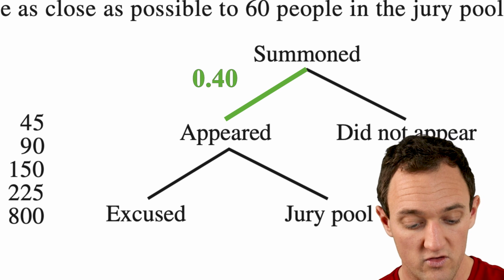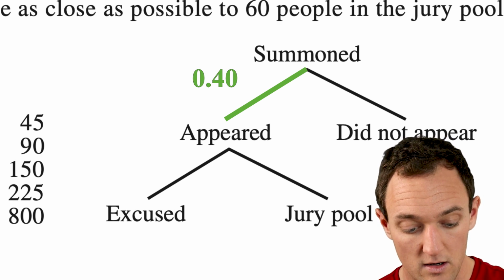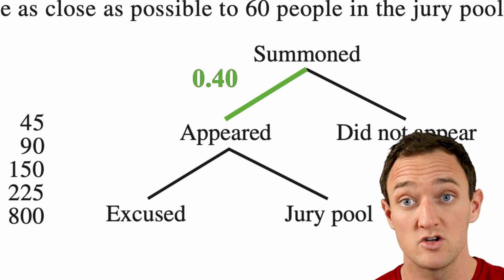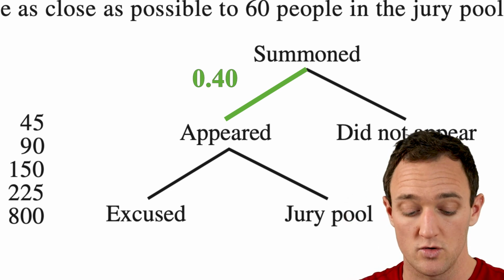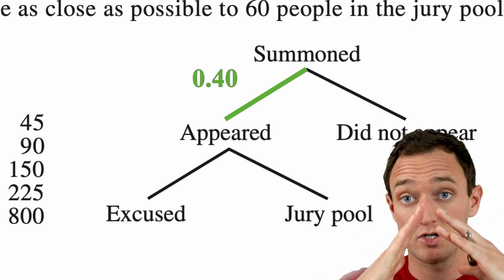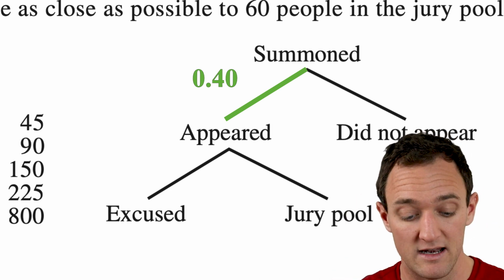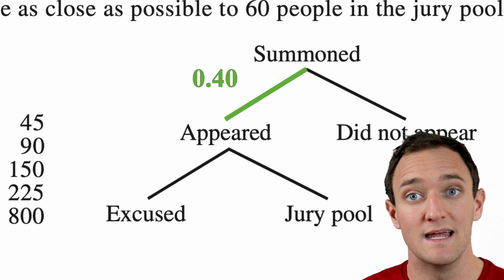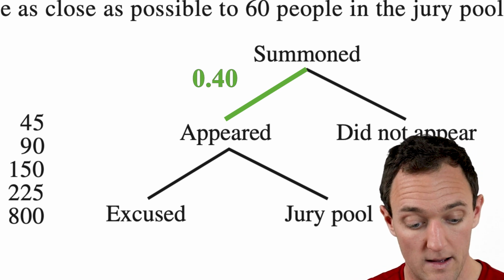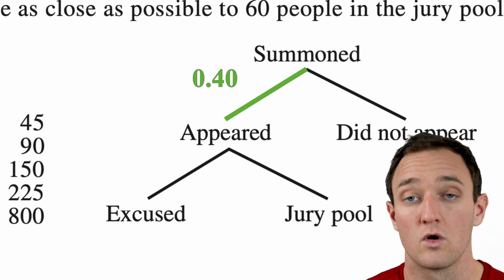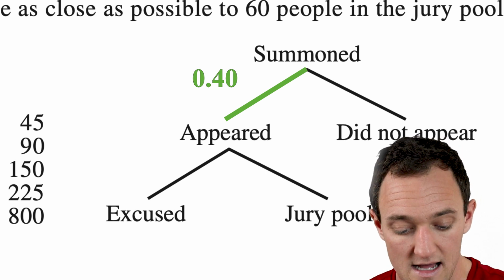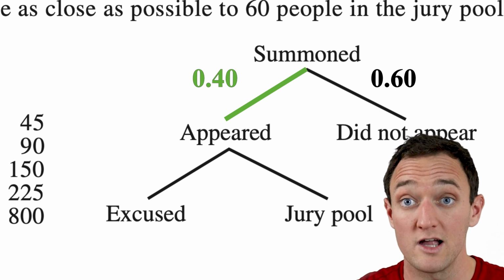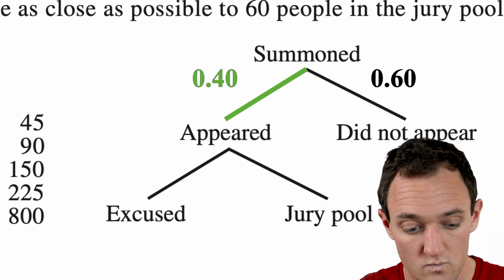So 40% of the people that are summoned will appear, which means 60%, because they always need to add up to 100. All the branches at each level of a tree, or whenever you see a split, all the branches, if it's 2 branches, 3 branches, however many branches, they do need to add up to 1 or 100%. So the did not appear branch is 60. So 60% of those summoned will not show up, 40% will.